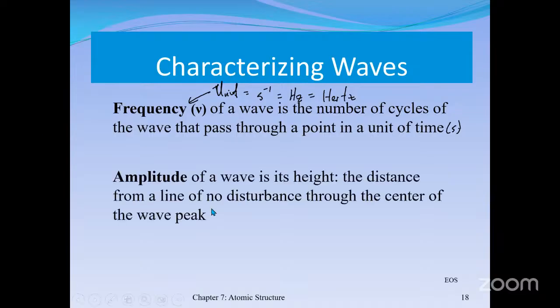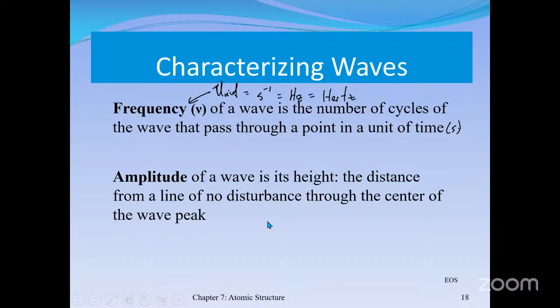So that's that. And then the third property of a wave is known as the amplitude. And the amplitude of the wave is basically the height of the wave above the line of no disturbance. So basically, if you draw a line from the line of no disturbance through the center of the wave peak, then that is the amplitude. All right, so those are the three main characteristics of a wave.